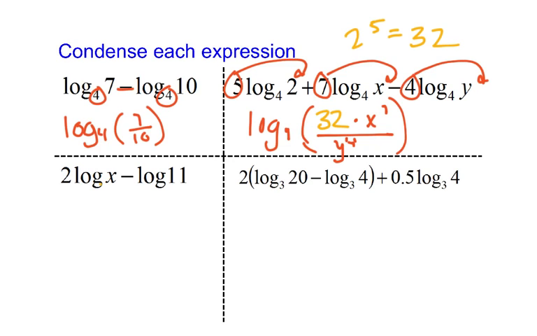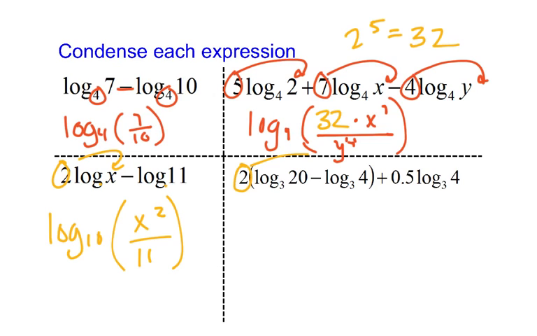Then the next log has no base, so we know it's 10. And moving your 2 into the power gives you a log base 10, or just log, of x squared over 11, because that subtraction is 11.